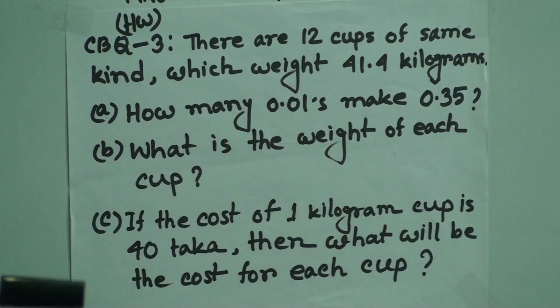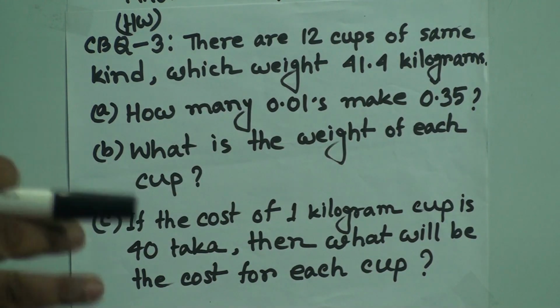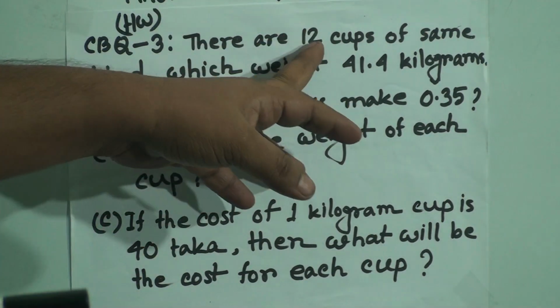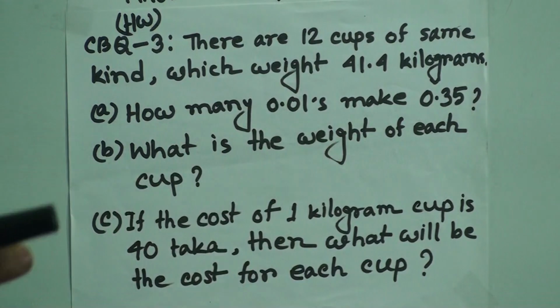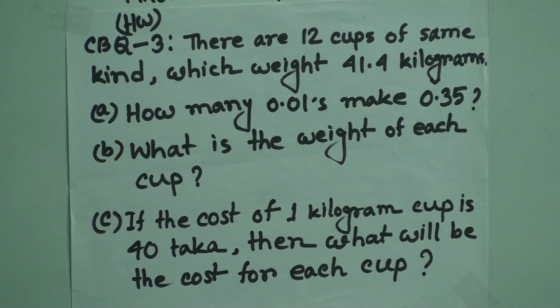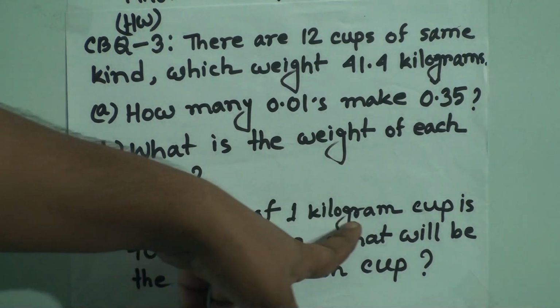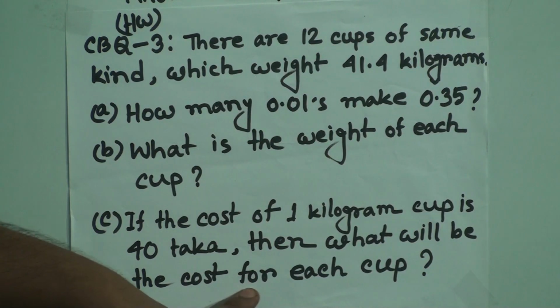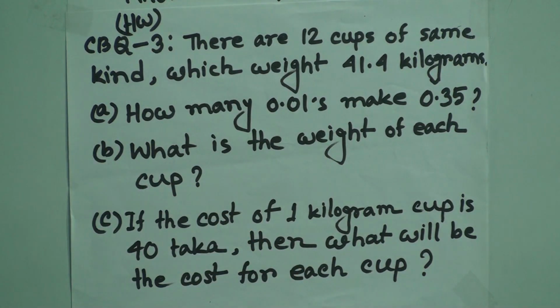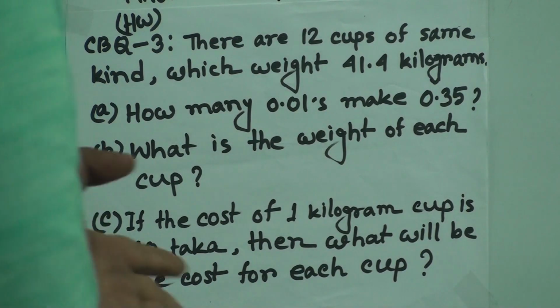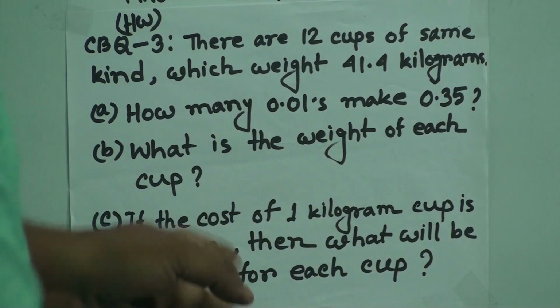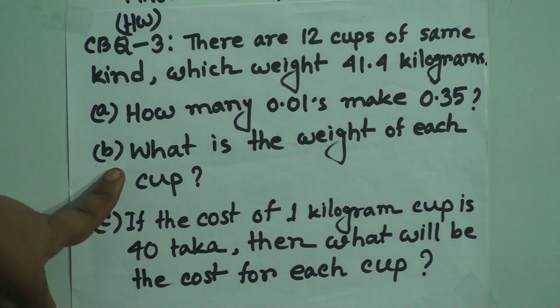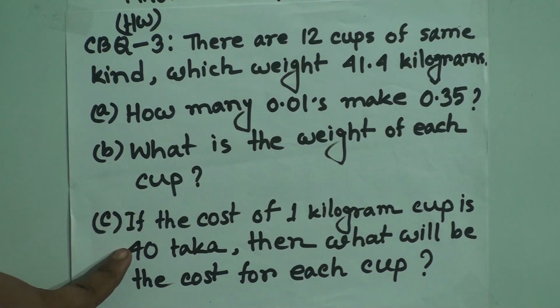So my dear student, we have already solved a word problem just like this one. That means 12 cups weigh 41.4 kilograms. Then the weight of 1 cup is what? We do division and we get the answer. Then if the cost of 1 kilogram of cup is 40 taka, then what will be the cost for each cup? How can you find out the answer, my dear student? From question number B, we find out the weight of 1 cup. So with that information we easily find out this answer. I hope you have understood.